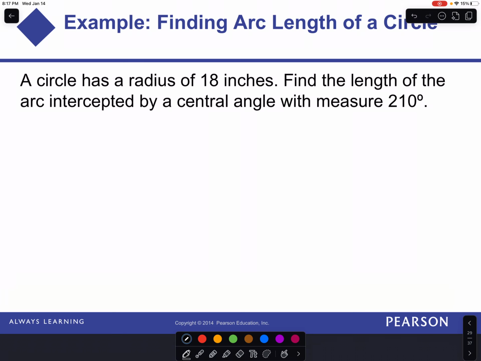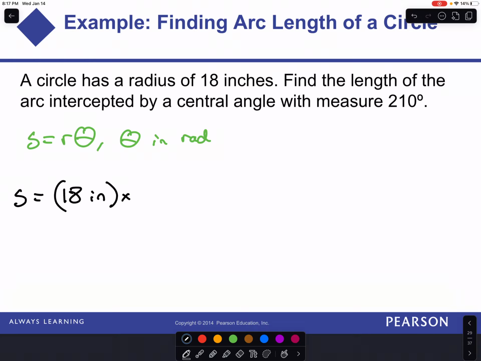A circle has a radius of 18 inches. Find the length of the arc intercepted by the central angle with a measure of 210 degrees. Okay. So we just said what? S equals r theta. Theta in radians. Okay. So we're trying to find the arc length. The radius is 18 inches. Now, we got 210 degrees. We need to convert that from degrees to radians.